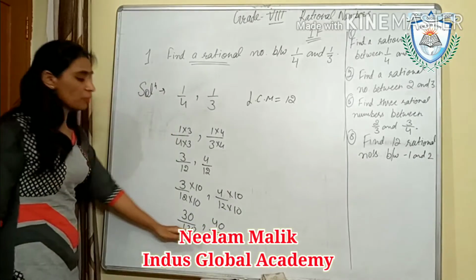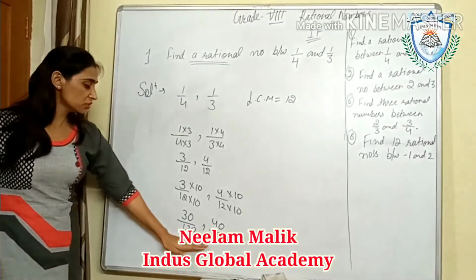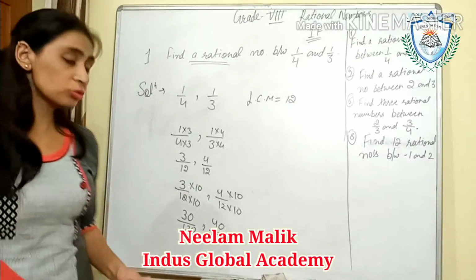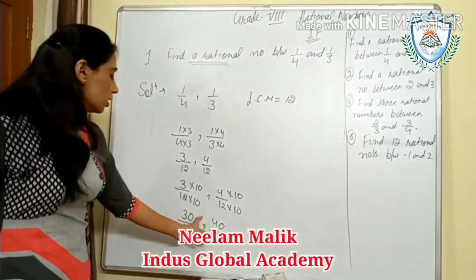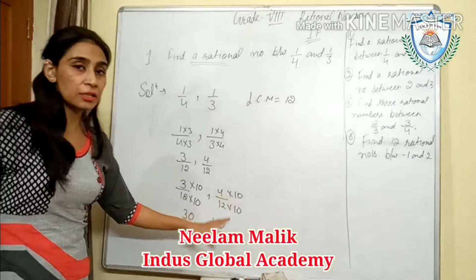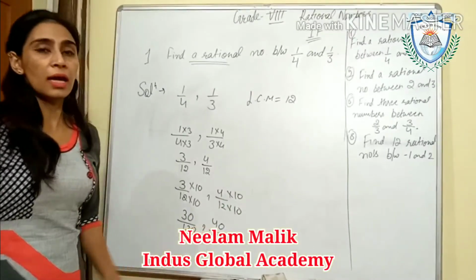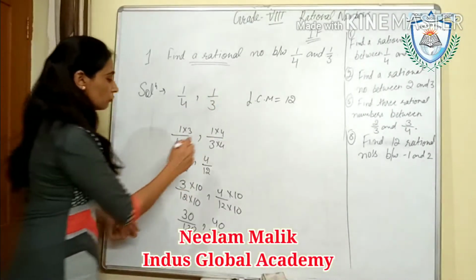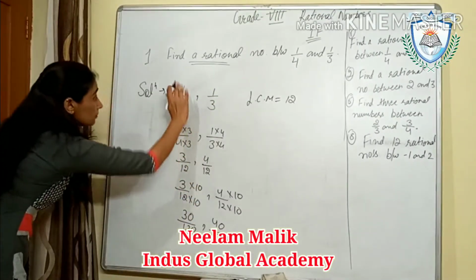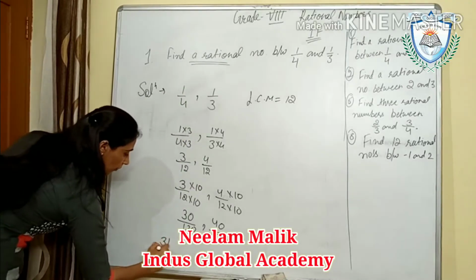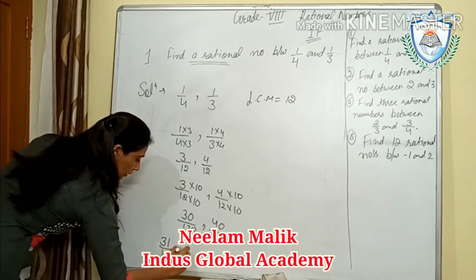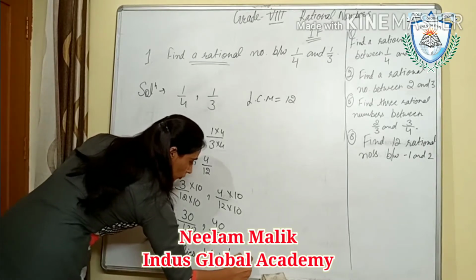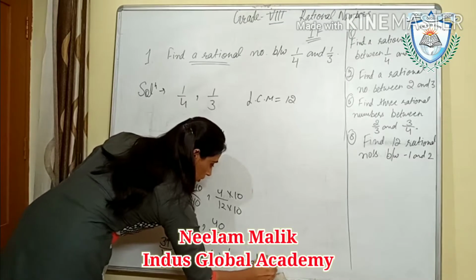Okay. So how many numbers are there? There are many numbers. There are 10 numbers. 30, what is the next to 30? 31 upon 120, 32 upon 120, 33 upon 120. So any number you can write, but we need here only one. So we will write here 31 upon 120 lies between 1 upon 4 and 1 upon 3.